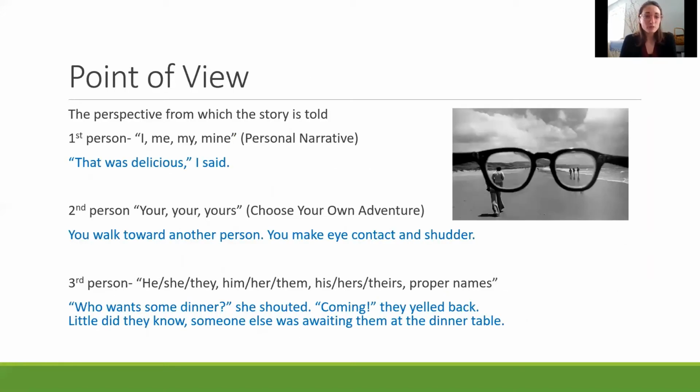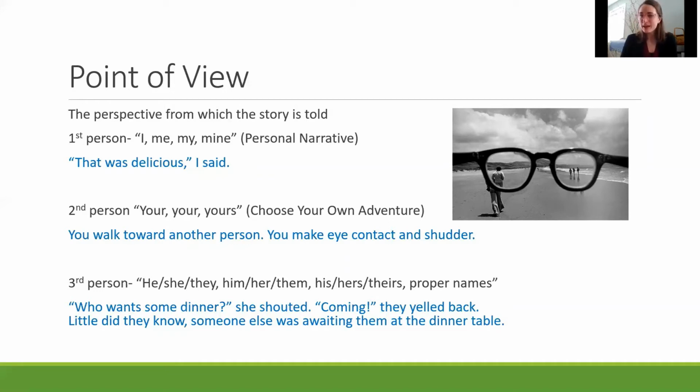Now, the point of view is the perspective from which the story is told. Point of view is one of 3 categories. It can be first person, where I am telling the story. I went here and I did this. I gave the example here of "that was delicious," I said. It's a personal narrative. They're telling the story from their own perspective. This one person. Second person is when the story is written in your or yours. So for example, you would say, you walk toward another person, you make eye contact and shudder.